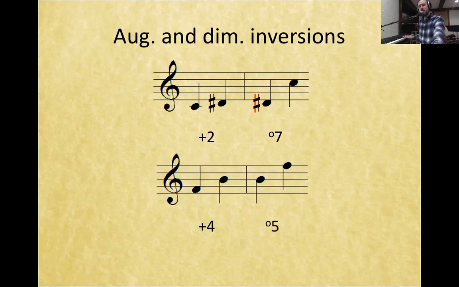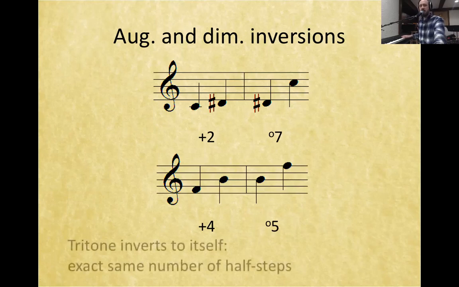Huh, what's interesting about that? What's interesting about the augmented fourth becoming a diminished fifth? It's a tritone. They're both the tritone. B to F, or sorry, F to B, I mean, is the same number of half steps as B to F. Right, so I could go 1, 2, 3, 4, 5, 6. And then I could go 1, 2, 3, 4, 5, 6.